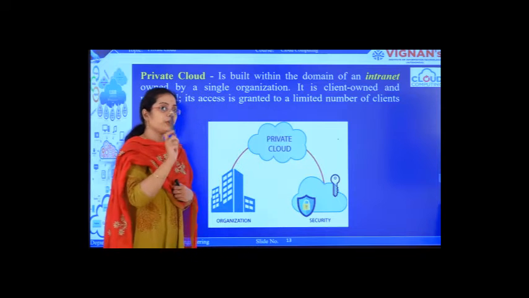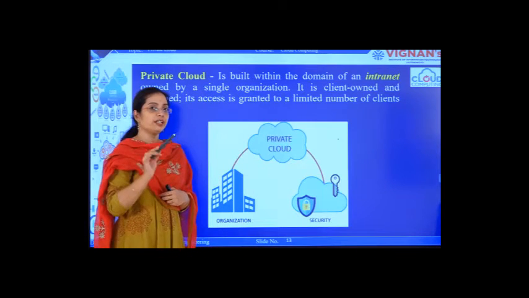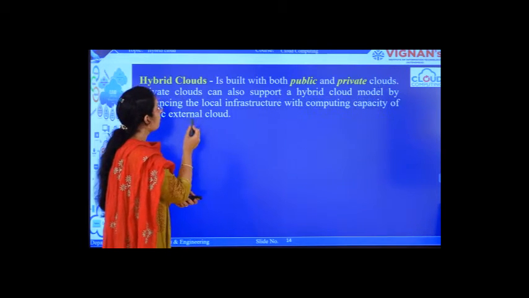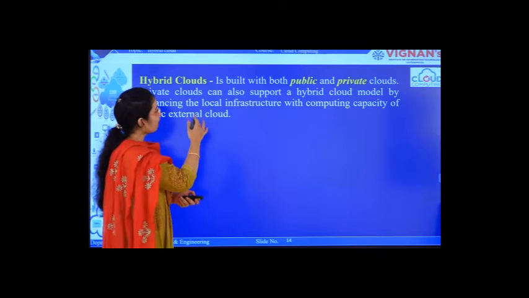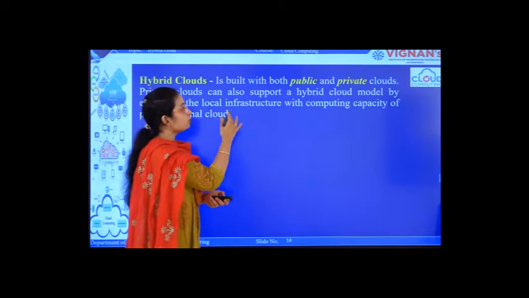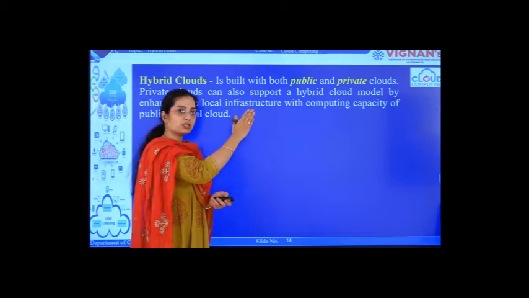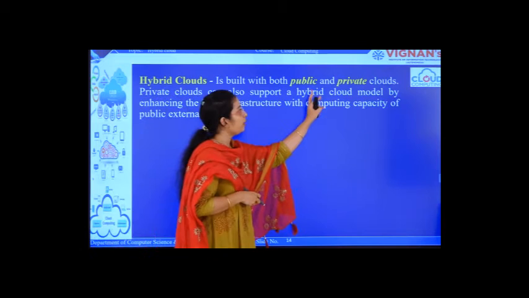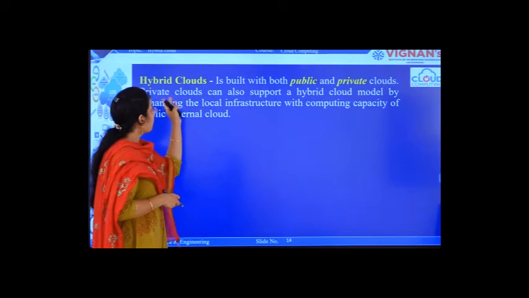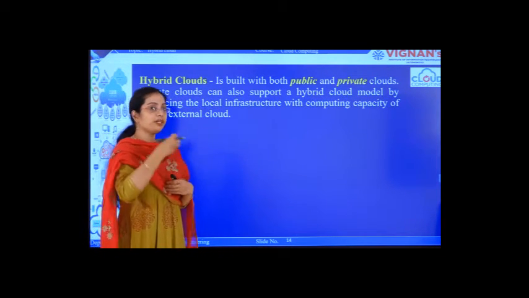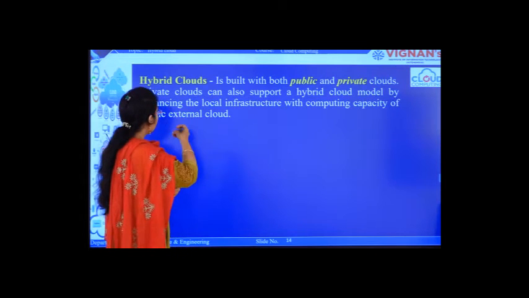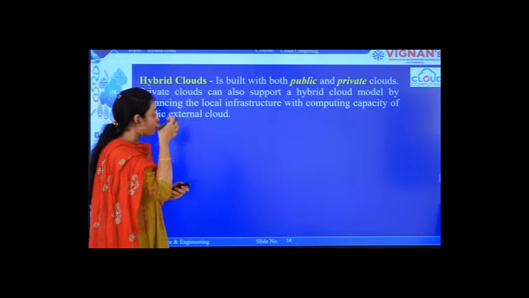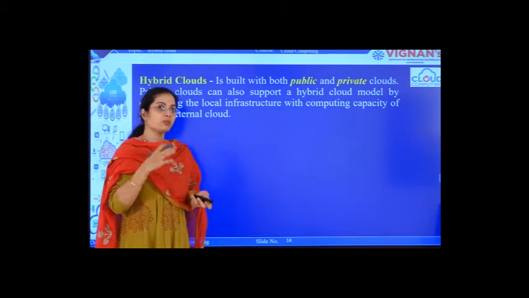Here, only the peer-to-peer transaction or end-to-end delivery of data would be seen. Our next approach is the hybrid cloud. What is meant by hybrid cloud? It is built with both the concept or combination of internet and intranet usage, or simply a combination of the public and private cloud, where the private cloud can also support a hybrid cloud by enhancing the local infrastructure with the computing capability of the public external cloud, satisfying both scenarios.